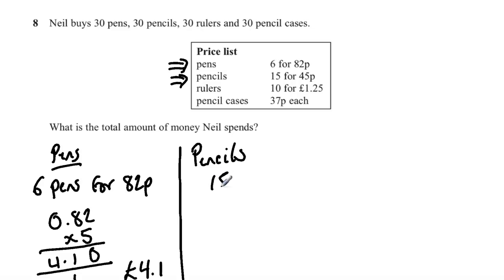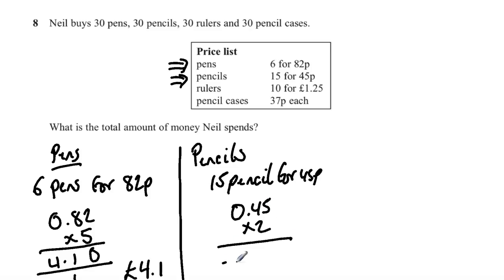So 15 pencils for 45p. So 0.45 times it by 2, which is 0.90. So let's focus on the rulers now.